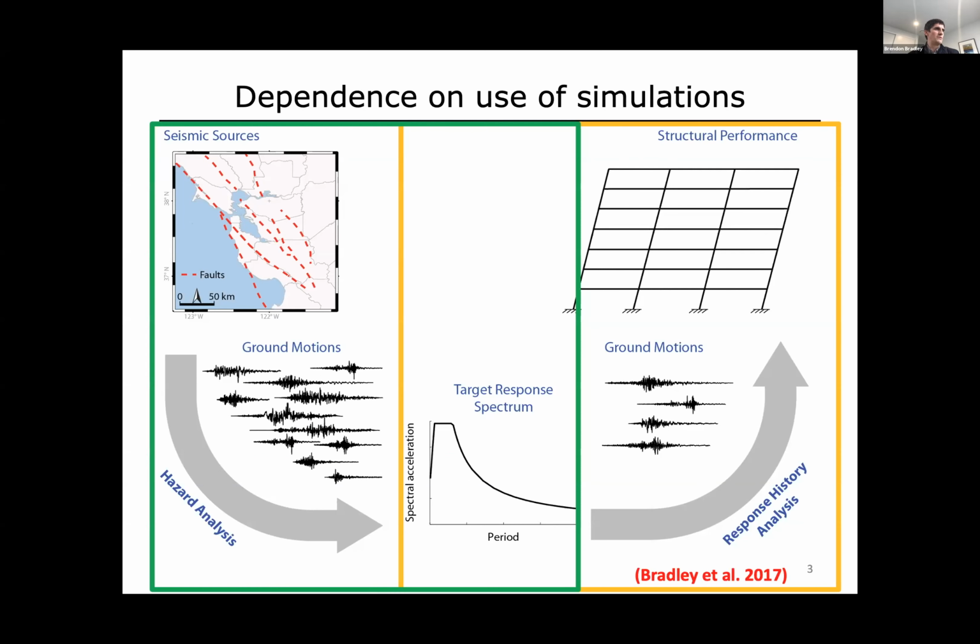And then the other form would be where we use simulated ground motions directly in the hazard analysis calculations in place of empirical ground motion models in order to come up with the design ground motion intensity measures, such as those target response spectra. Clearly, the former is relatively easy as compared to the latter, which requires significant additional details that I'll allude to in this presentation.